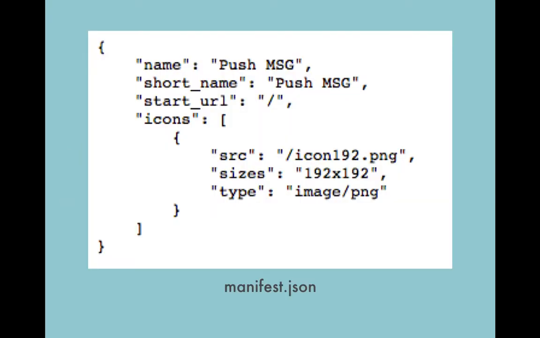Okay, so this is a sample of a manifest.json file. It needs our name, short name, start URL, and icons.